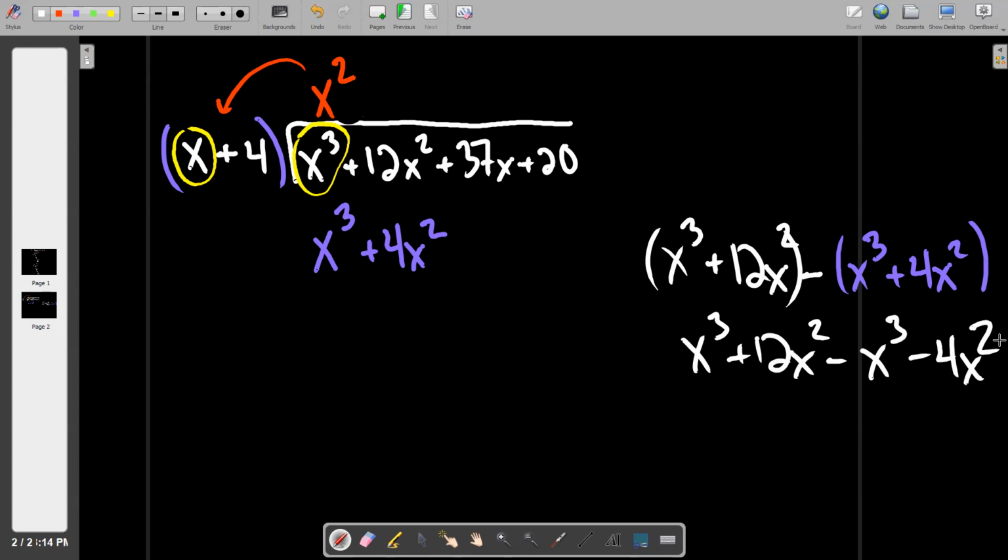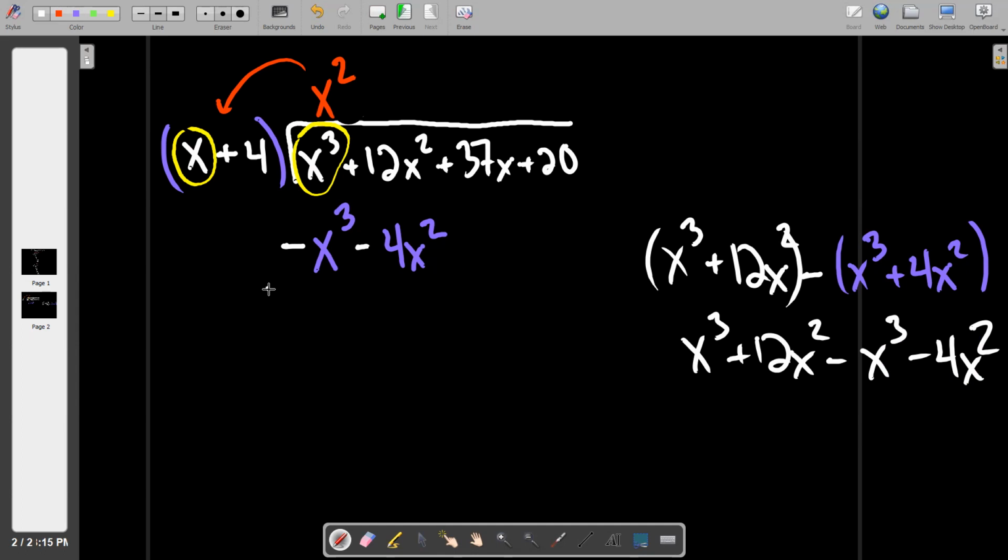So to make my life a little bit easier, right here where these purple things are, I'm going to distribute my subtraction sign, and I'm going to turn this one into minus x to the third, and this one into minus 4x squared. Because if I'm going to subtract this purple stuff, I have to subtract all the purple stuff, and that means I've got to change all the signs. Good so far?